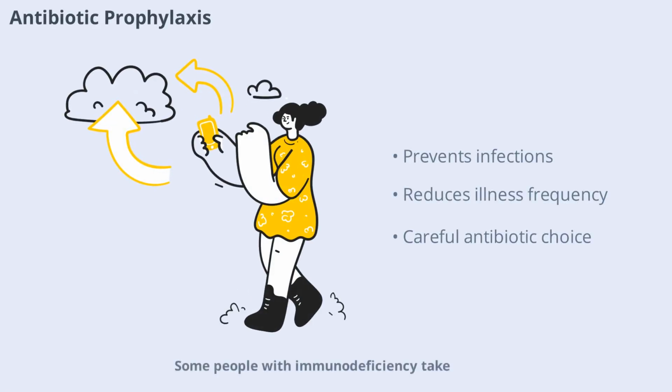Some people with immunodeficiency take antibiotics regularly to prevent infections. This approach, called prophylaxis, helps reduce the frequency and severity of illnesses. Doctors carefully select antibiotics to minimize side effects and resistance.